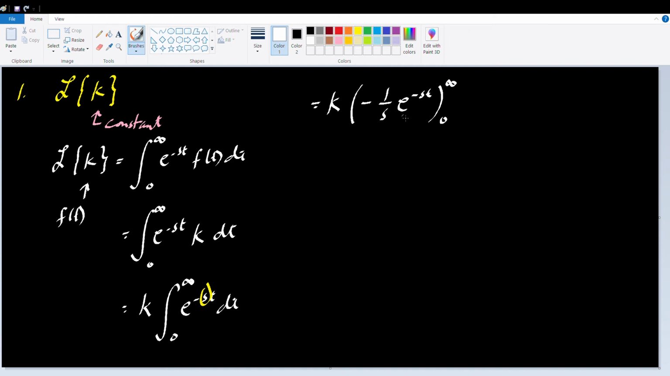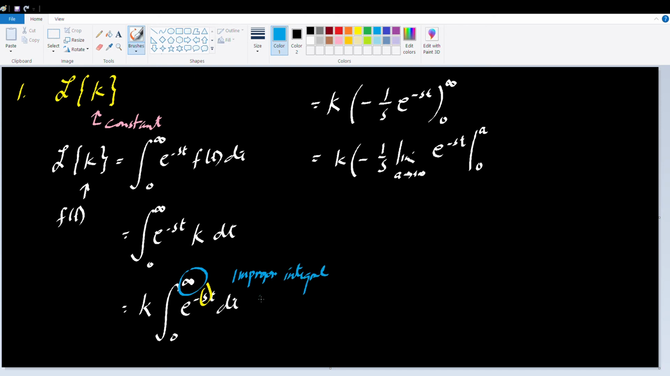If we are to be strict about this, it should be written as k times negative 1 over s times the limit of e to the negative st from 0 to a, where a approaches positive infinity, because this is an improper integral. Whenever you have an infinite limit such as this one, it is called an improper integral.